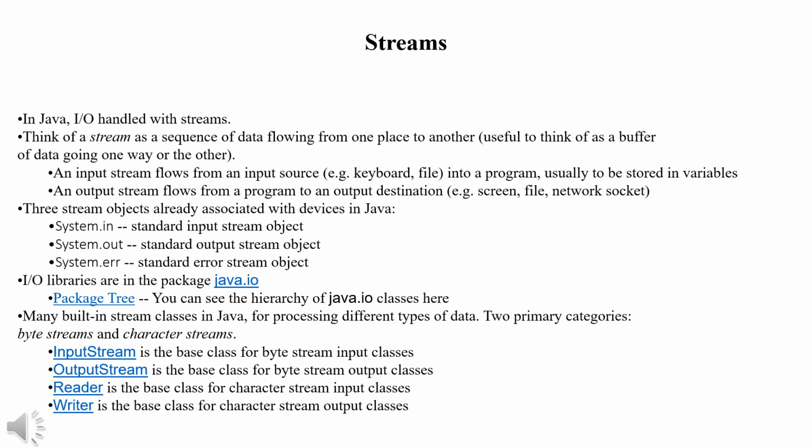So in Java, all of the input-output libraries are stored inside the package java.io. In a program, in order to use these libraries, you need to keep in mind to import this package. You may be interested to see the classes that exist in this package. Easily, by clicking on this link, you can see the hierarchy of java.io classes.